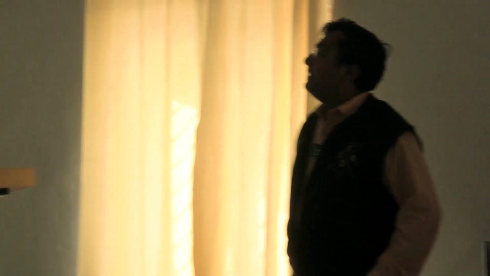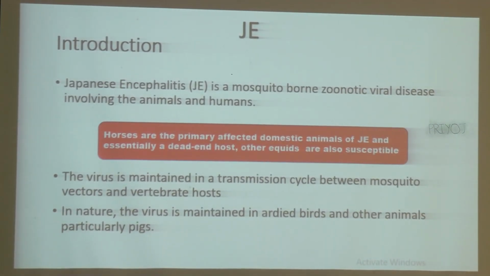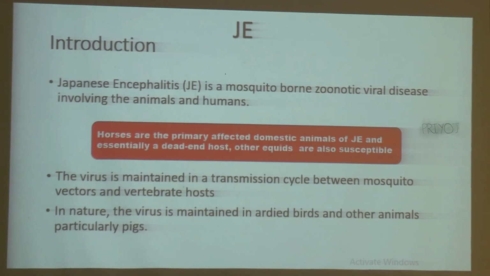Now coming to the JE, Japanese encephalitis, it's a mosquito-borne zoonotic viral disease involving animals and humans. This question is asked: horses are the primary affected domestic animal of JE and essentially a dead-end host. Other equids, meaning the horse-like creatures, equines, are also susceptible. Remember one thing, for JE, human is also a dead-end host. One human cannot spread JE to another human. We are the dead-end host. Any other parasite you remember, that is a dead-end host. Human is the dead-end host.